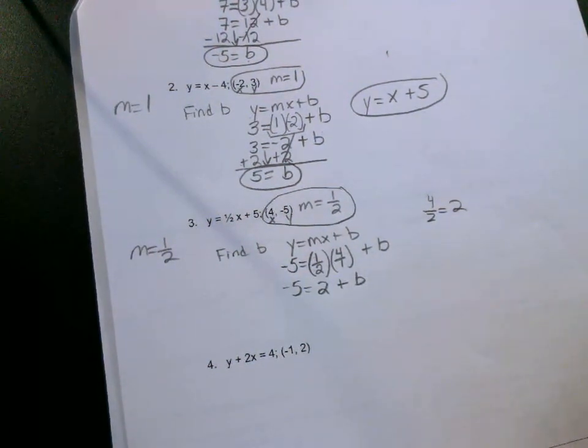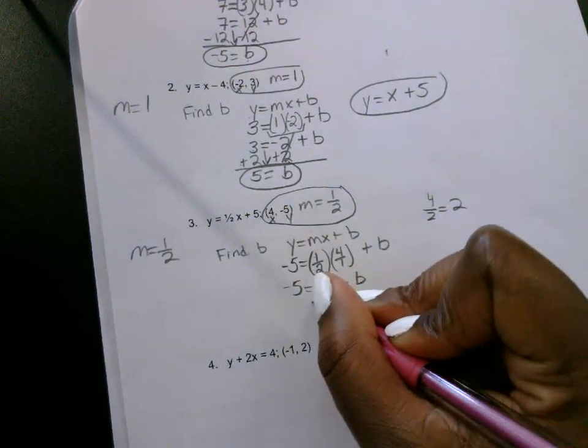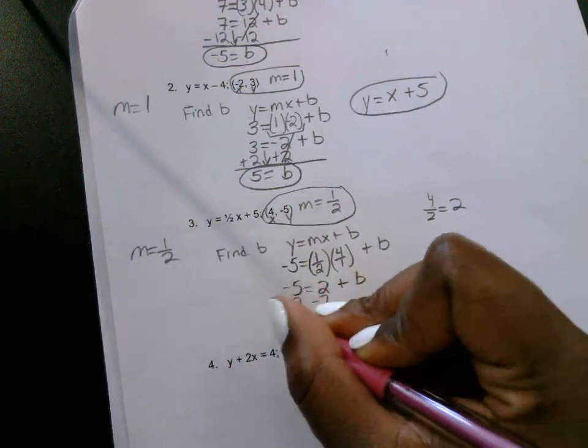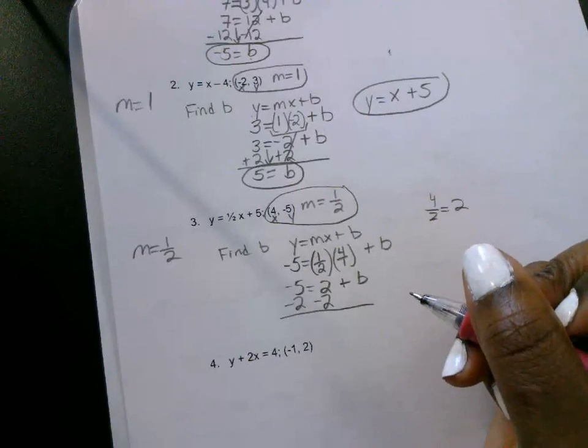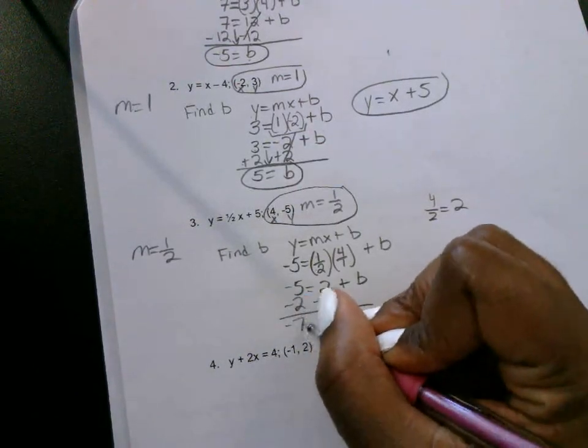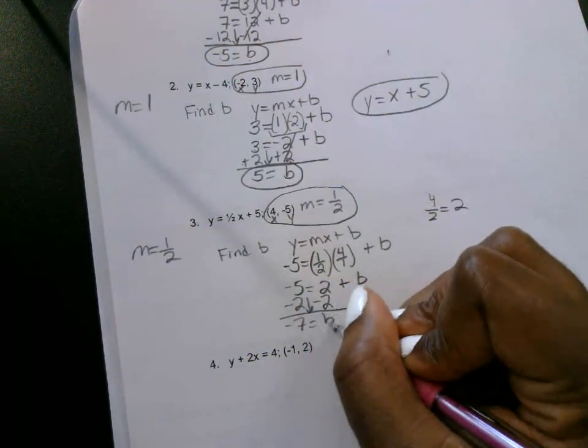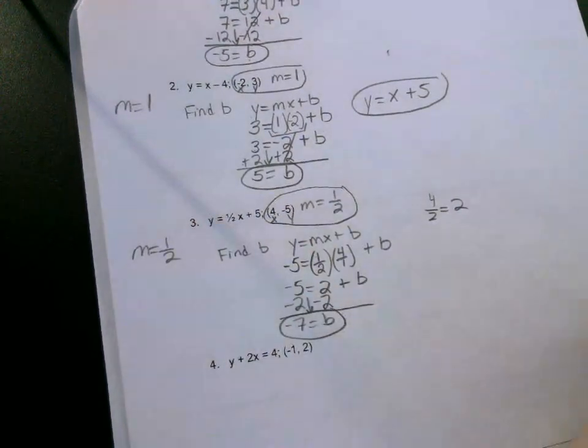Now what do we do to get b by itself? -2. We subtract 2 on both sides. What's negative 5 minus 2? -7. Good job, y'all. That's very good. So b here is equal to -7.